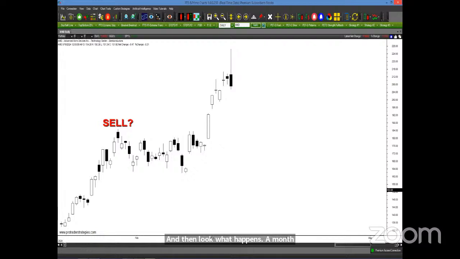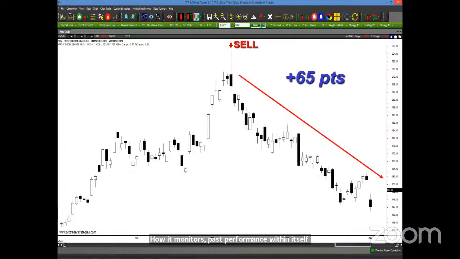Well, the PTR didn't get caught in any of that. In fact, it didn't generate a signal at all until this bar right here, where it said, now it appears that there is a trend change in place. And remember, this is not based on any patterns, any candlestick patterns, on any overbought, oversold indicators. It's based on a proprietary indicator and its relationship with itself, how it monitors past performance within itself. And look what happened here. 65 points to the downside right after that.